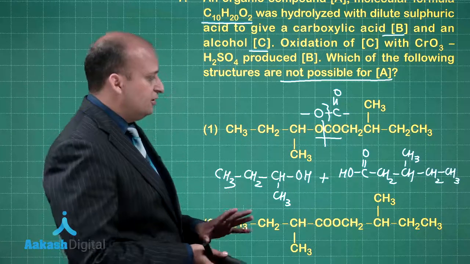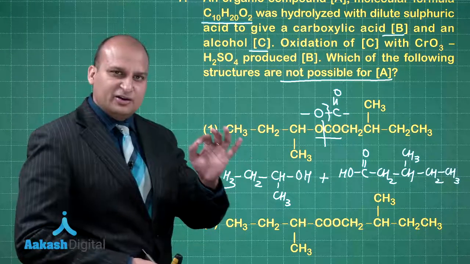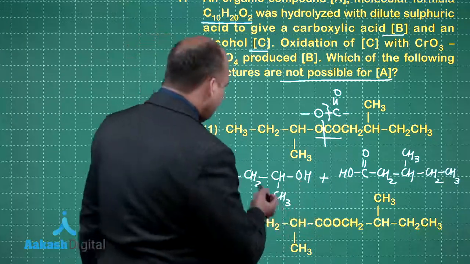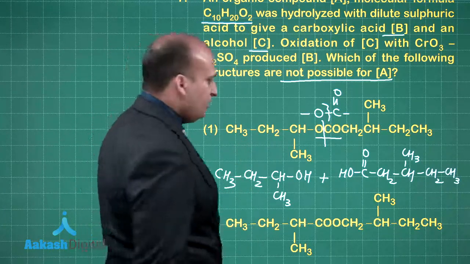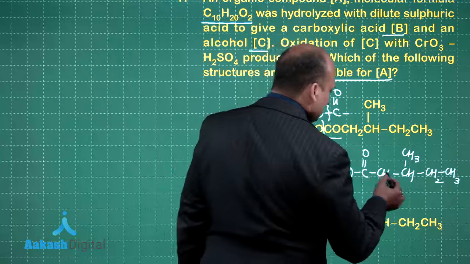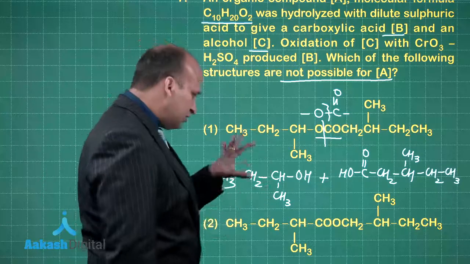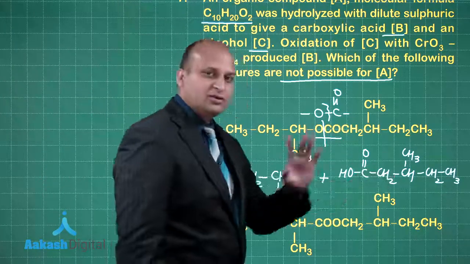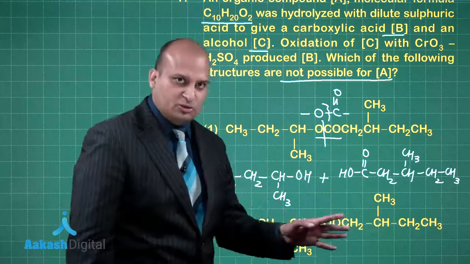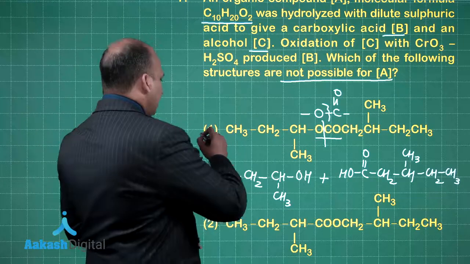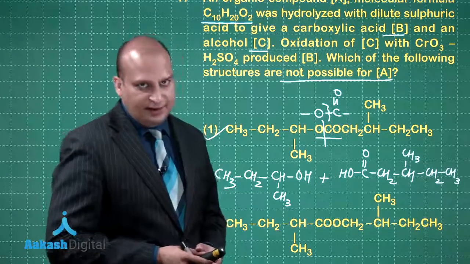Now dear friends, do not apply too much of mechanism and all that over here. Apply a very simple thing. How many carbons do you see in this particular alcohol? 1, 2, 3, 4. Okay. And how many carbons you are seeing over here? 1, 2, 3, 4, 5, 6. Okay. Can you oxidize this alcohol into this carboxylic acid? Is it possible? Without any step up? No, it is not possible. So first cannot be the right possible structure of A, right?